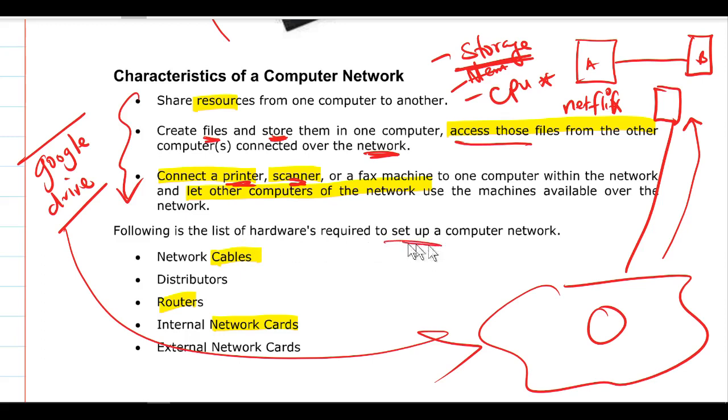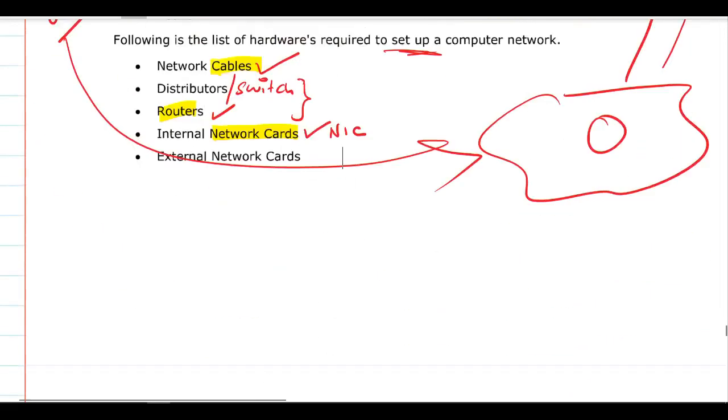So what we also see in this list is that there is a list of hardware that is required to set up a network, and the first one is the networking cable, and there are distributors, which we also call the switch or switches. Then there is a router, and sometimes these might perform a role that is quite related. And then there are network cards, or what we also call network interface cards. So these are the components or the hardware that is required to form a computer network.